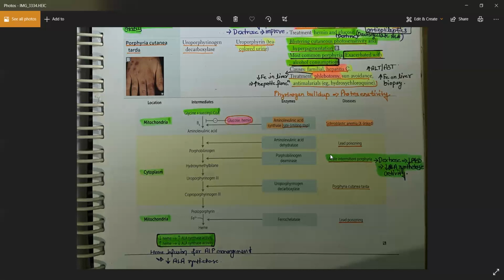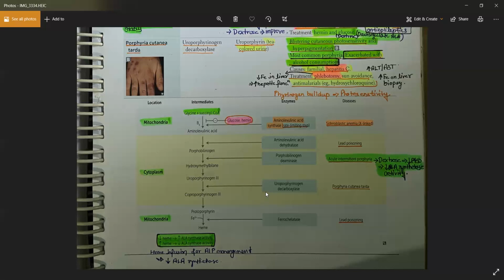Very important to note. And note one point also, right? This enzyme, ALA synthetase, is also a cytochrome P450 dependent enzyme. Okay, very important. So whenever you give certain drugs which increase the activity of cytochrome P450, they will increase the activity of this enzyme also, and you can have a worsening of the symptoms of acute intermittent porphyria, right?